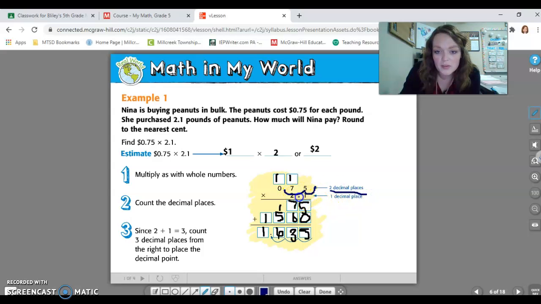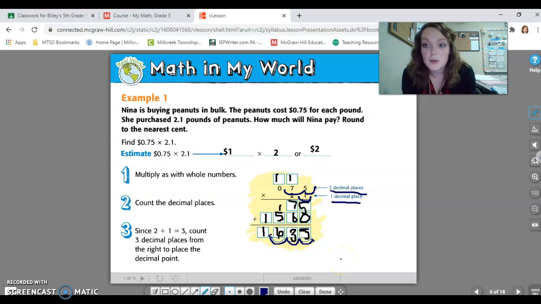I'm going to do the same with my second number. 1 decimal place. So I'm going to go to the end of my answer, and I'm going to move it 3 spots because 2 plus 1 is 3. 1, 2, 3. And this is where my decimal goes.